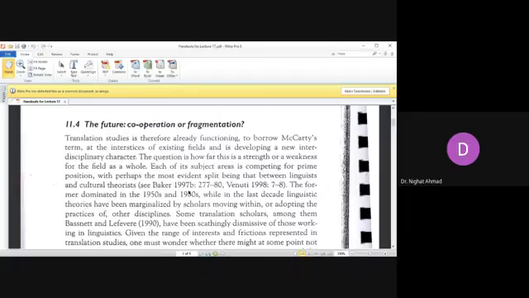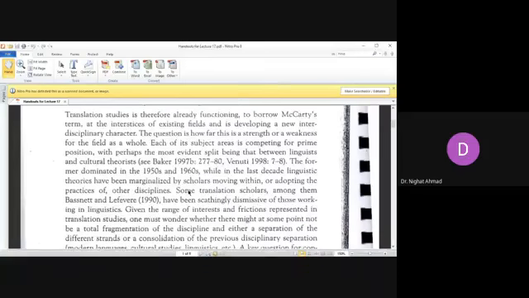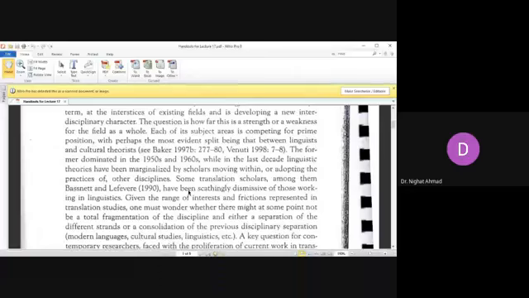Some translation scholars, among them Bassnett and Lefevere, have been scathingly dismissive of those working in linguistics, given the range of interests and frictions represented in translation studies. One must wonder whether there might at some point be a total fragmentation of the discipline and either a separation of the different strands or a consolidation of the previous disciplinary separation, like modern languages, cultural studies, linguistics, and all that.